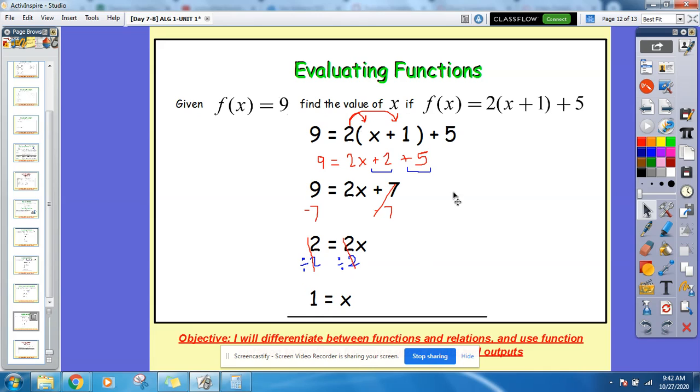Again, we could check it by plugging 1 into our function. So we can kind of do this in our head. 1 plus 1 is 2. 2 times 2 is 4. Plus 5 is 9, right? And so that did work out.